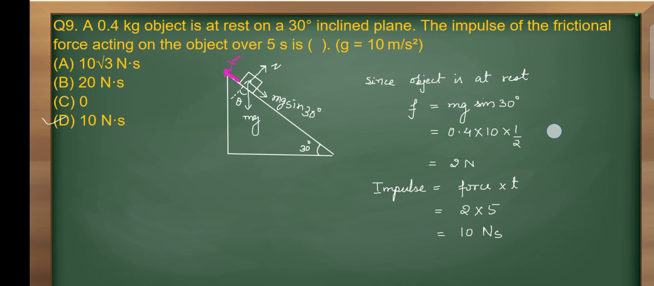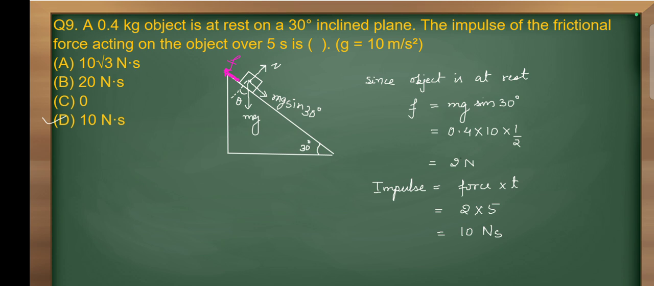Question number 9. A 0.4 kg object is at rest on 30-degree inclined plane. The impulse of frictional force acting on the object over 5 seconds is. g is given as 10 meter per second square. Since object is at rest, so frictional force will be equal to mg sine 30 degree, where 30 degree is the angle of inclination. We will put the value of mass, that is 0.4, acceleration due to gravity g, that is 10, and sine 30 is half.